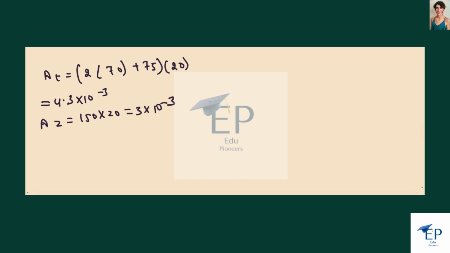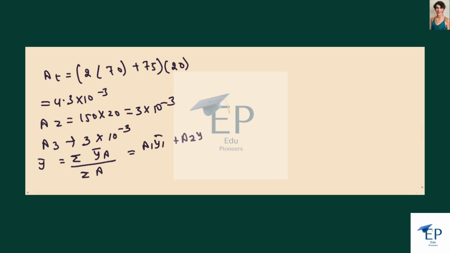Now, since the cross section area of section 2 is the same as the cross section area of section 3, therefore the area of section 3, A3, is 3 into 10 raised to power minus 3. y dash equals summation of A y dash by summation of A, that equals A1 y1 plus A2 y2 plus A3 y3 divided by A1 plus A2 plus A3. Putting the values, we get it as 0.059514 meter.